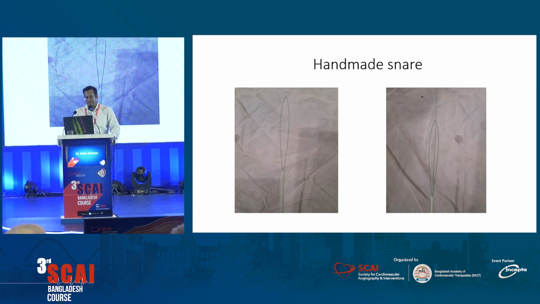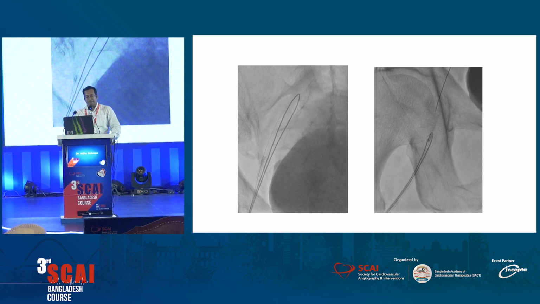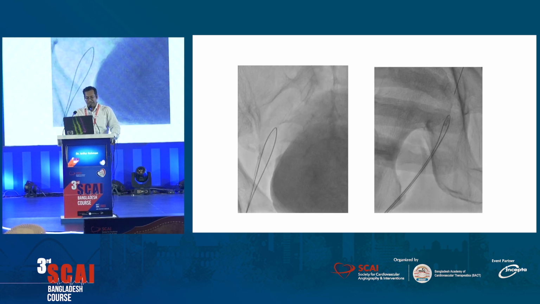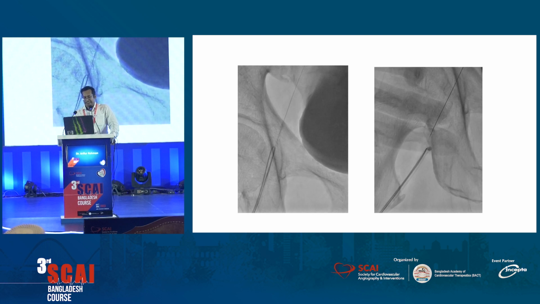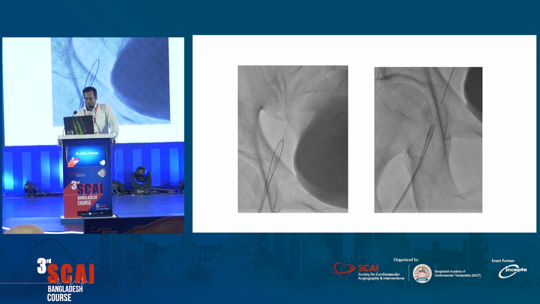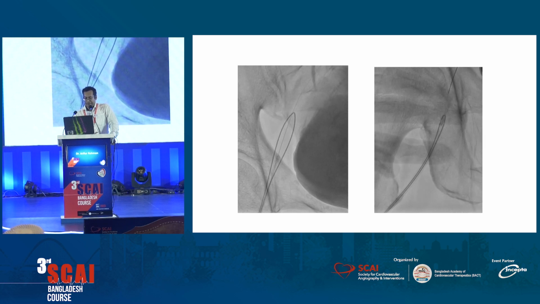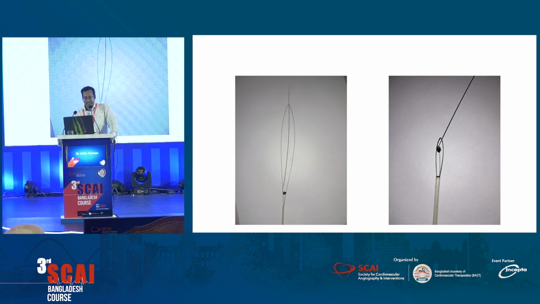Last of all, we made the snare that was shown by our Ashok sir, the handmade snare. It's a very easy and handy technique. Initially, we made it outside and introduced it in the right femoral access. At the first attempt, we failed to trap the stent with this handmade snare, but in our next attempt we could pull it, and through the sheath we could keep it externalized in the right femoral access.